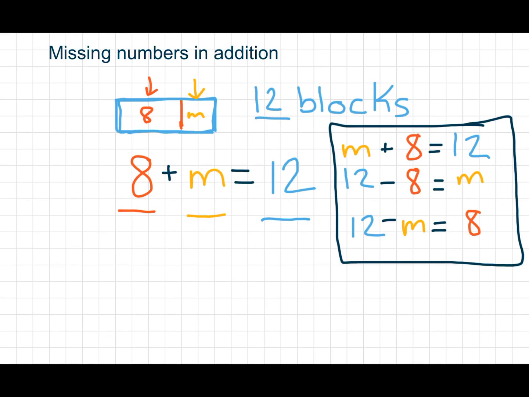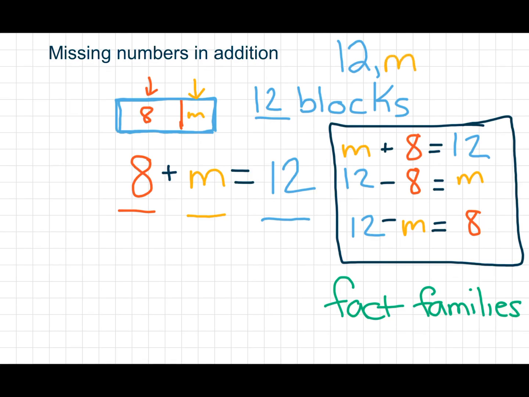Well, if you think of this in terms of fact families, then it makes it simple to try and figure out, if you're familiar with fact families and if you understand fact families. What in essence we're saying is that 12, m, and 8 are a fact family. So what does that mean? That means that m plus 8 equals 12, 8 plus m equals 12, 12 minus 8 equals m, and 12 minus m equals 8.